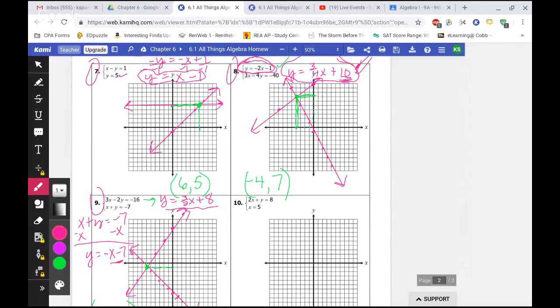Okay? One other thing I want to point out in number 10, though, before I go: this x equals 5. Can anybody tell me what type of line that is? It's either going to be horizontal or vertical. Which one is it? All the x's are going to be 5. So think about that and visualize that in your head. It doesn't matter what the y is. All the x's are 5, so it's going to be vertical.